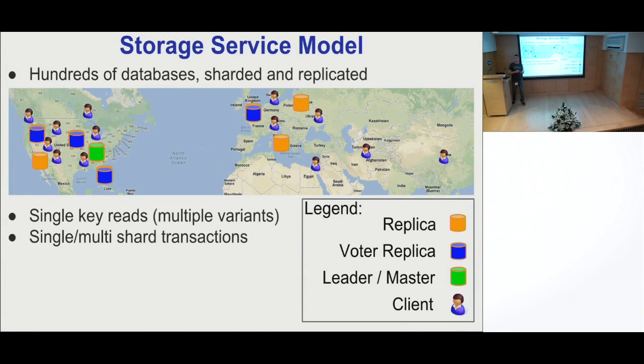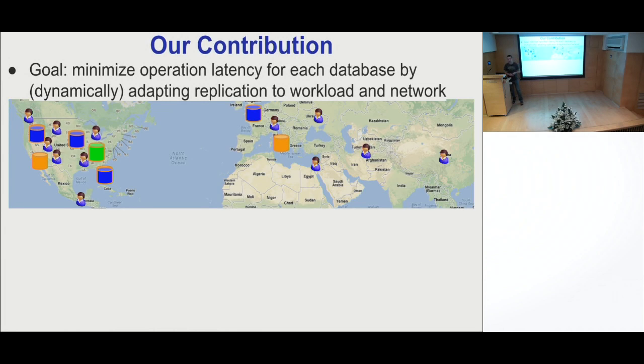This database that I'm going to talk about has an API for single key reads with various consistency guarantees, and also for single and multi-shard transactions. So what are we doing here? We are trying to optimize the replication of the database for operation latency. We're trying to do that dynamically as the workload changes, so we're trying to adapt the replication to the workload and to the network conditions.